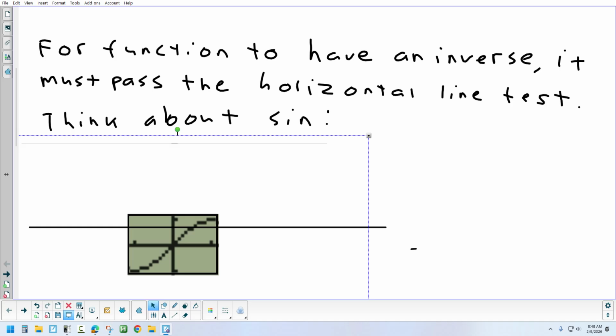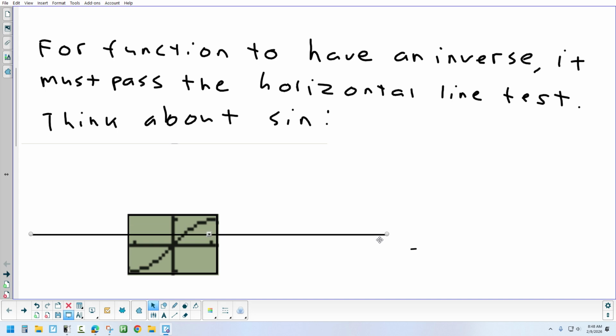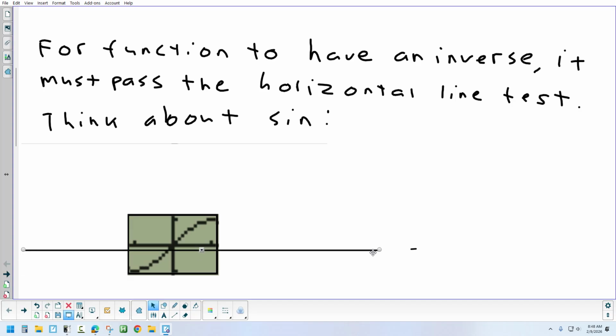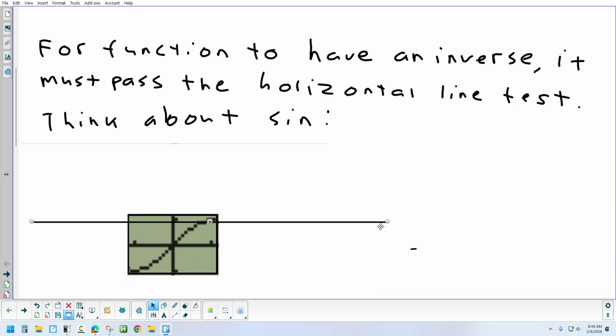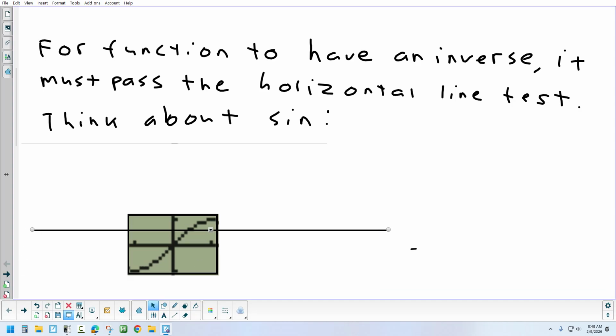Does that section pass the horizontal line test? Yeah. No matter where I put this line, I know it looks a little flat there, that's just because of the pixels. But no matter where I put this line, that particular section will pass the horizontal line test. That means that when you draw the inverse of that picture, the inverse will pass the vertical line test, and it will be a function.